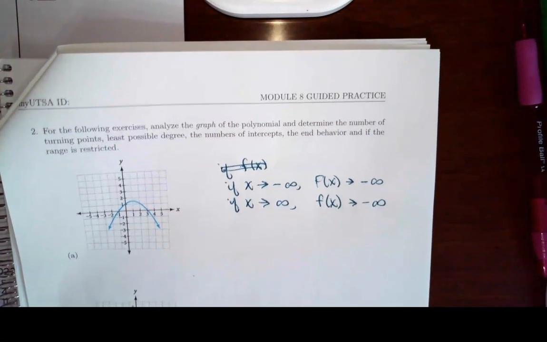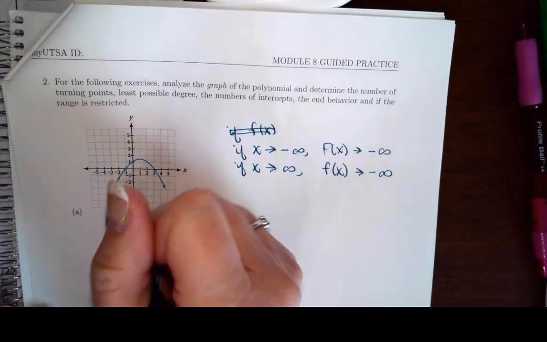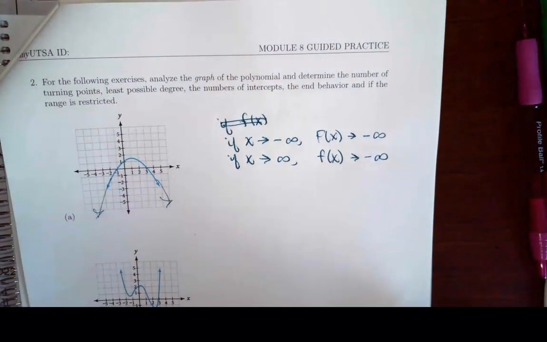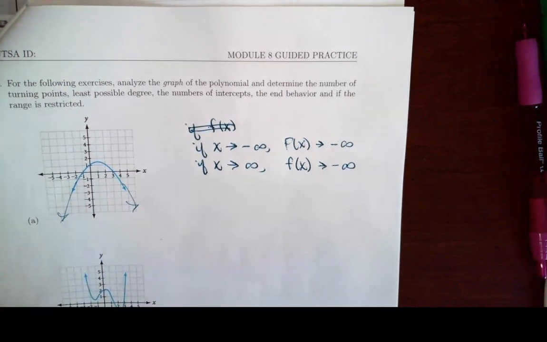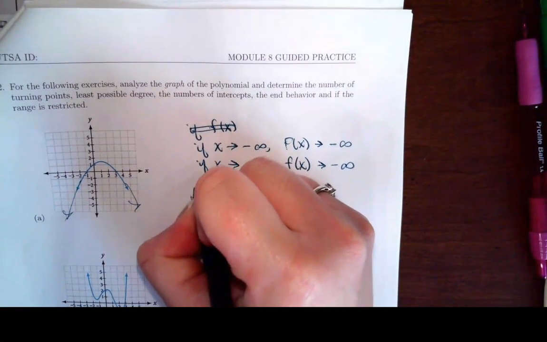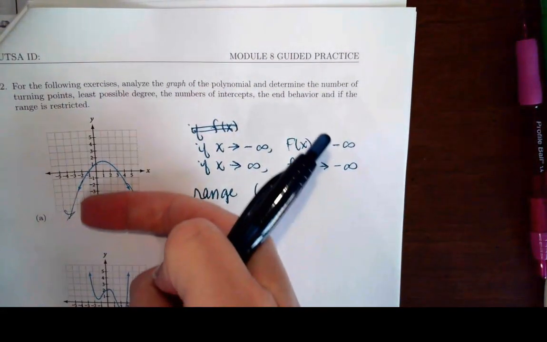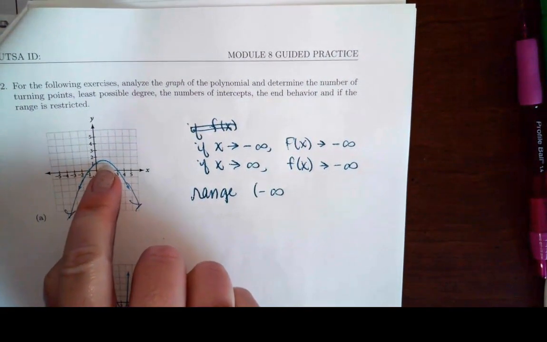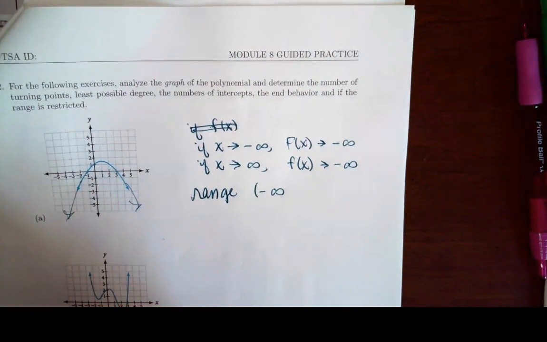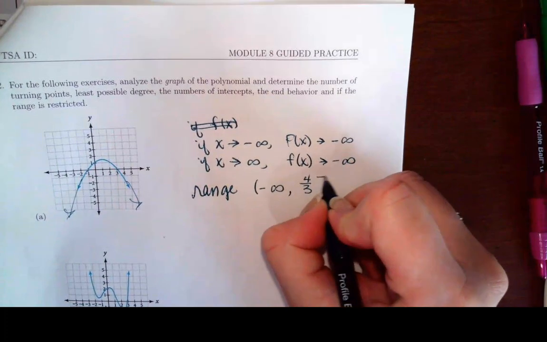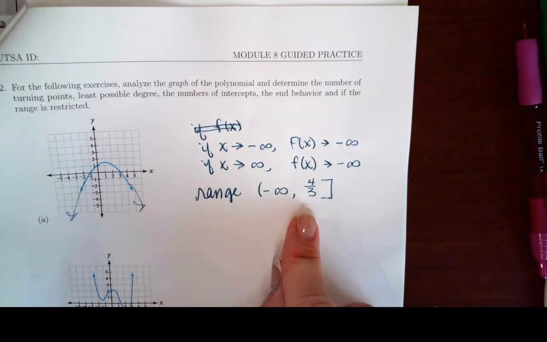Okay, and then is your range restricted? I do know that these are going to be going down for all eternity, but it also tops out right here. So where does this top out at? It looks like about 1 1/3, and unless we actually know what the polynomial is, we don't know. So if the range is restricted, yes, my range is restricted from negative infinity all the way until I get up to wherever this peak is, which it looks like it's at about 1 1/3. So we're going to say 4/3, okay? So my range would be, remember range references y values.